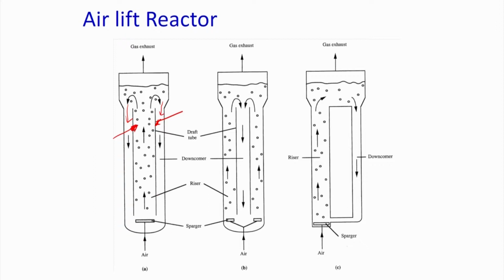This kind of system is widely used. Different geometries are possible. The riser can be at the center of the column, near the wall, or on one side with the downer on the other side. So, different types of structures are available. These flow reactors are widely used for biological applications, wastewater treatment, and algae generation.